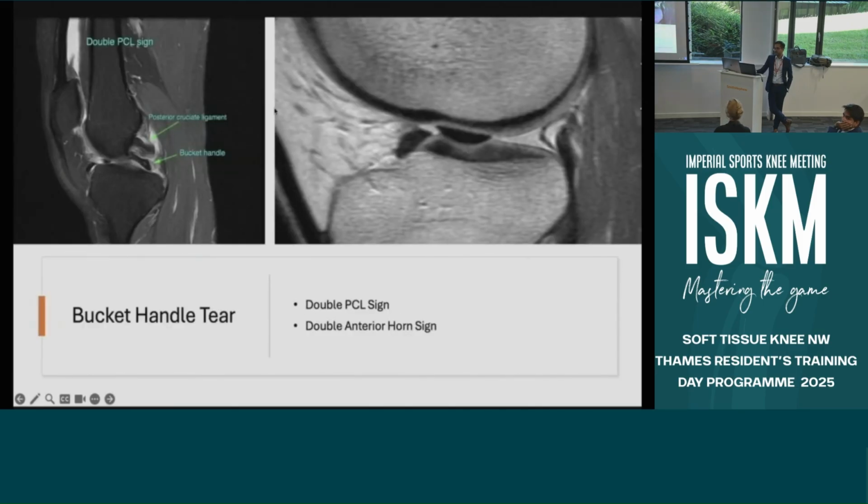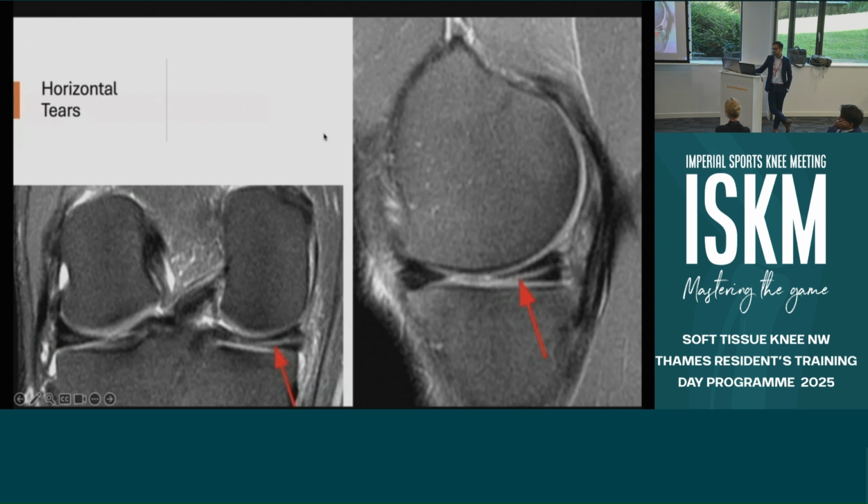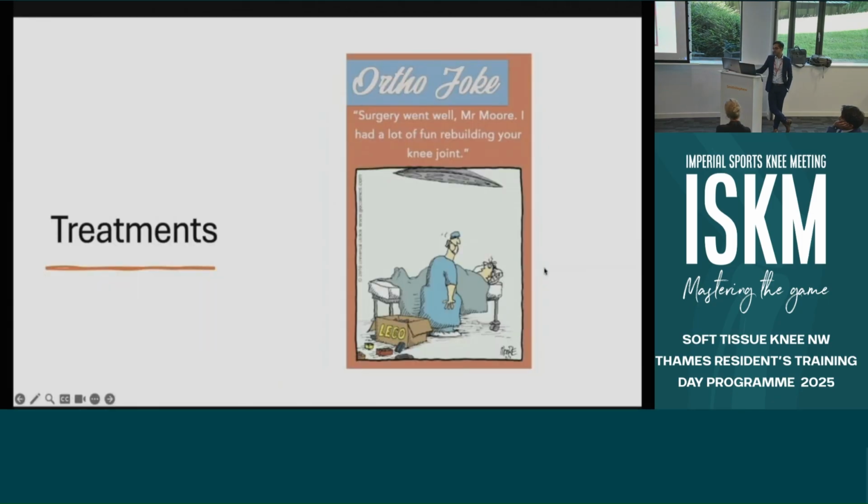And this is your bucket handle tear. Again, this is very classical. You've got a double PCL sign, double posterior cruciate, and the double anterior horn sign. So this is obviously a big bit that's flipped over. Horizontal tears, you see this quite a lot, and this is what I mean about contacting the surface and that intrameniscal signal.